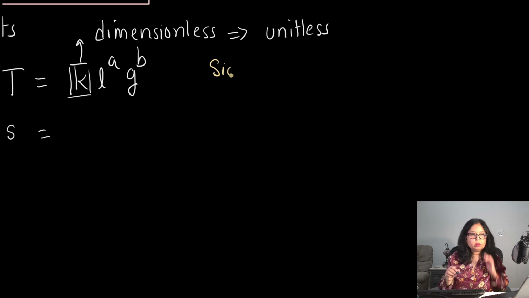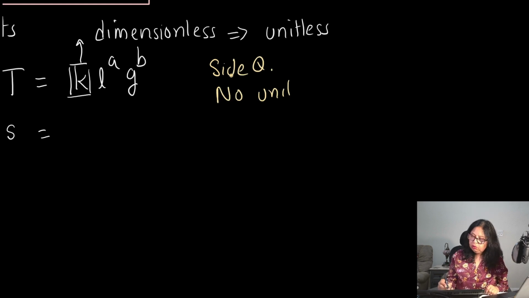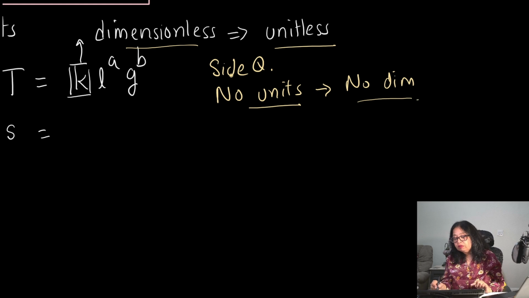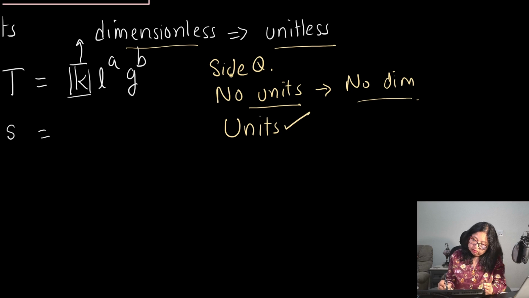Let's say a quantity has no units. Would it have dimensions? No. It means no dimensions. If it doesn't have any dimensions, it will have no units. If it has no units, that means it also doesn't have any dimensions. But is it possible that it does have units? Yes, there are units, but it doesn't have any dimensions. Yes, no dimensions. It's possible.